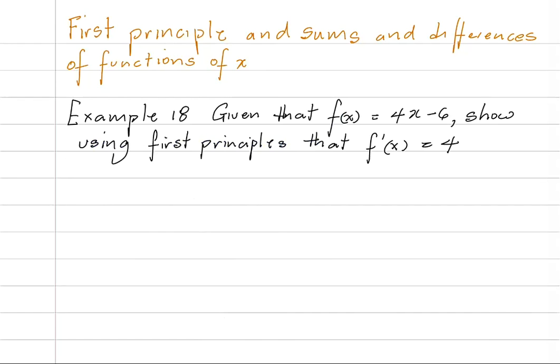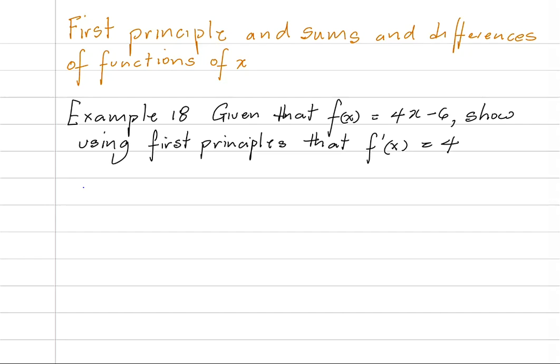This is first principle and sum and differences of functions of x. Alright, so let's have a look at example 18. It says, given that f of x is equal to 4x minus 6, show using first principle, so that is the derivative definition, show that f prime of x is equal to 4.